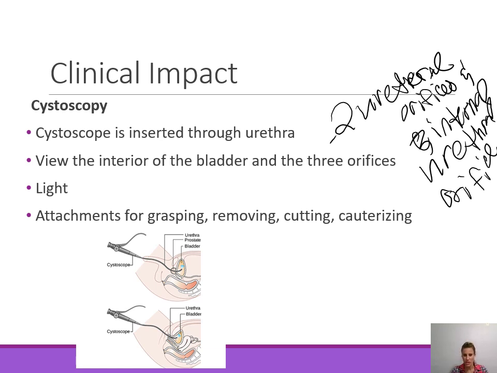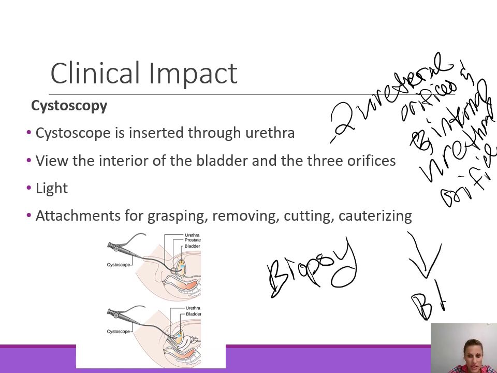Attachments can also be utilized with the cystoscope. The attachments allow for grasping and manipulating, cutting or removing, for example, if we need to get a biopsy, or cauterizing vessels to stop a bleed. There are various different things that can be done with the attachments of the cystoscope.